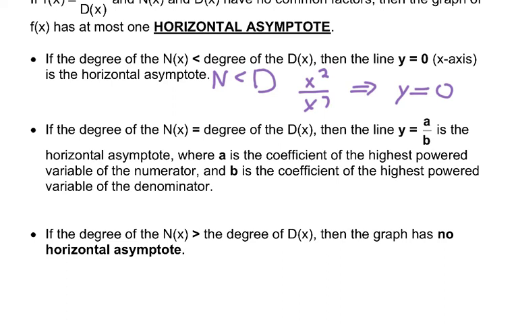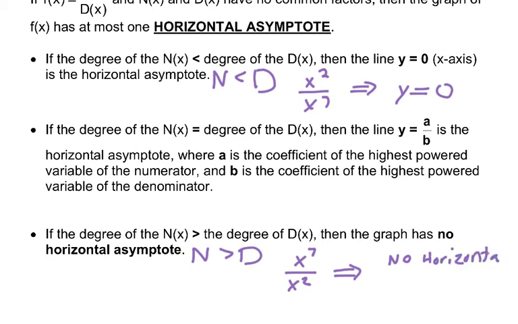I'm going to jump to the bottom one. So now, if the degree of the numerator is greater than the degree of the denominator, so the exponent on the top is bigger than the exponent on the bottom, this would be something like x to the 7th over x squared. So if we notice the exponent on the top is bigger than the exponent on the bottom, anytime this happens, we will have no horizontal asymptote.